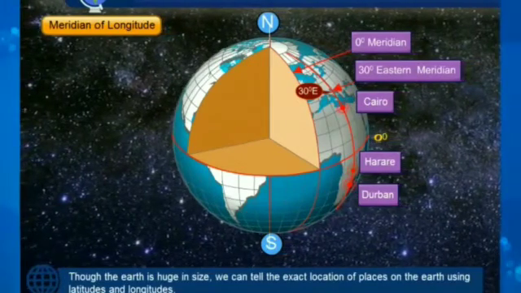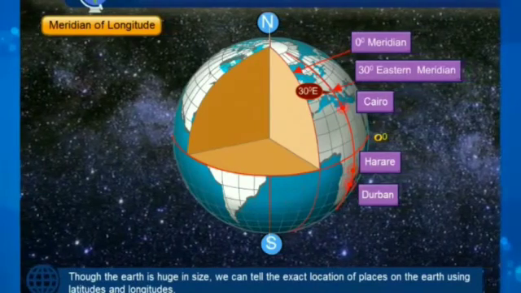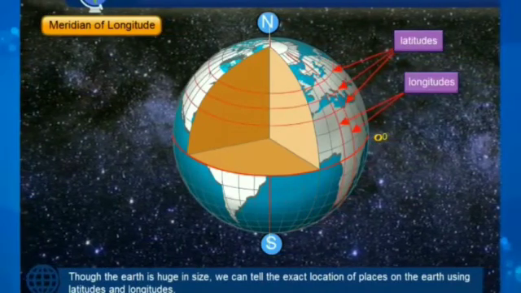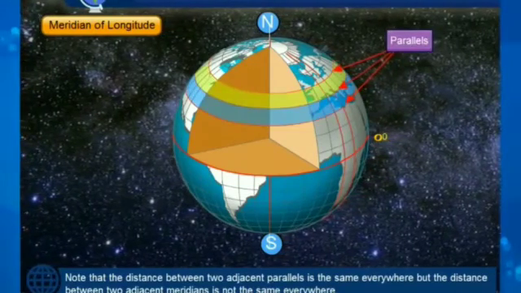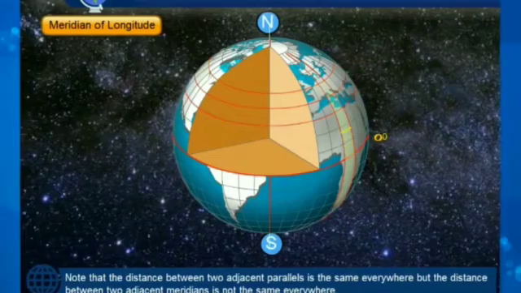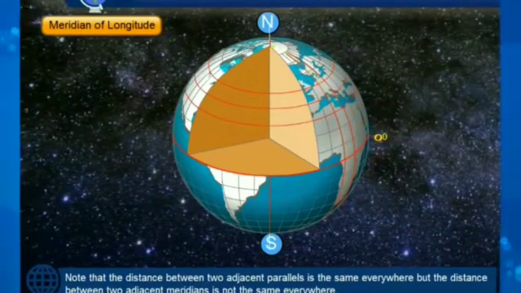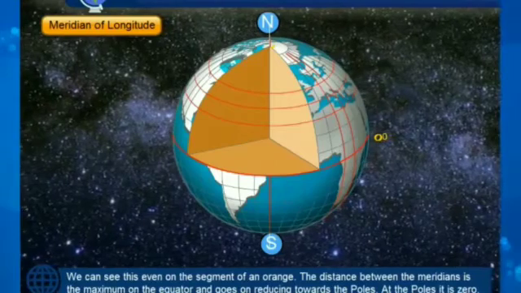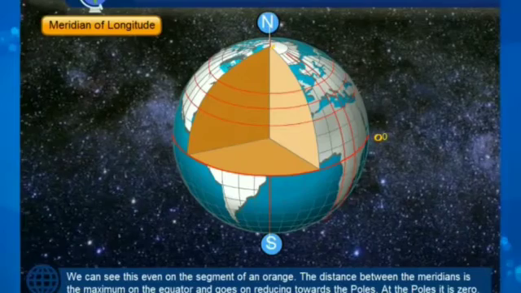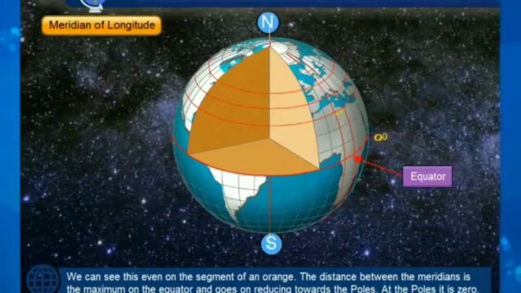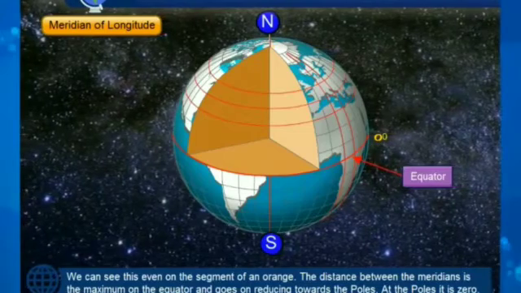Though the Earth is huge in size, we can tell the exact location of places on the Earth using latitudes and longitudes. Note that the distance between two adjacent parallels is the same everywhere, but the distance between two adjacent meridians is not the same everywhere. We can see this even on the segment of an orange. The distance between the meridians is the maximum on the equator and goes on reducing towards the poles. At the poles, it is 0.